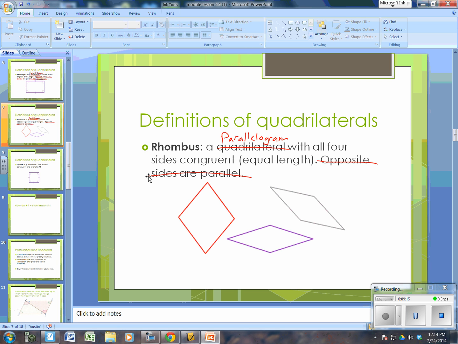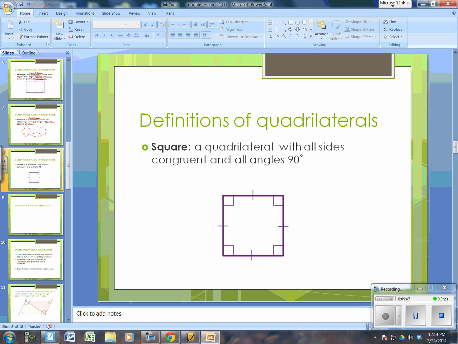Okay, the next one. Make sure you guys are drawing pictures by these, by the way. And if you want to, since the definition is all four sides congruent, you can put marks on it like that. All four sides have to be the exact same length. That's called a rhombus. Okay? Next one is a square. And I'm going to scratch out quadrilateral. I'm going to put parallelogram. A parallelogram with all sides congruent and all angles 90 degrees. That's a square. You guys all know what a square is, but that's the definition that we give by it.